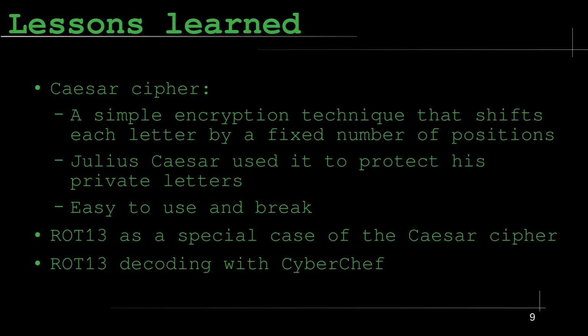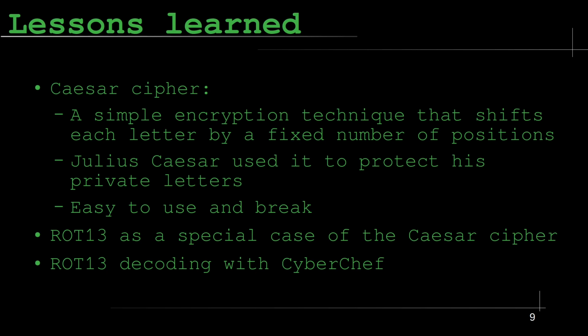The technique that we used to retrieve the flag is called ROT13 decryption. Now that we've solved the challenge, let's summarize the main lessons learned. A Caesar cipher is a simple encryption technique that shifts each letter in a message by a fixed number of positions in the alphabet. It is named after Julius Caesar, who used it to protect his private letters. It is easy to use and break, but also a historical and cultural example of secret communication.